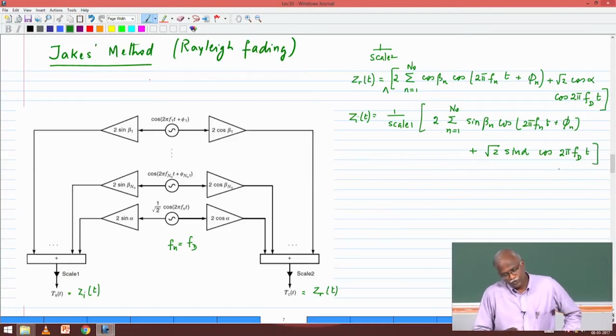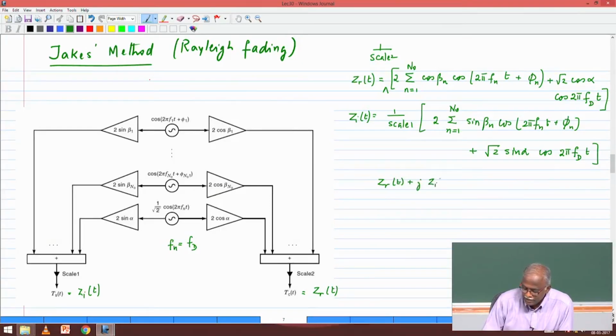Okay. So now the setup is more or less complete. The claim is that if you combine ZR of t plus j times Zi of t, you will get the properties that we are interested in. What are the properties that we are interested in? Expected value of ZR squared of t is equal to expected value of Zi squared of t, which must be equal to 1/2.